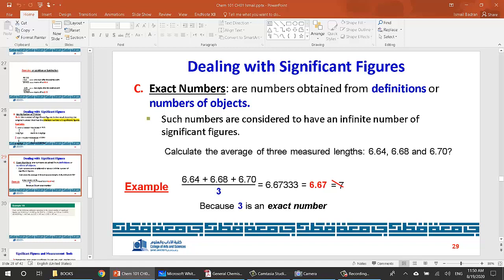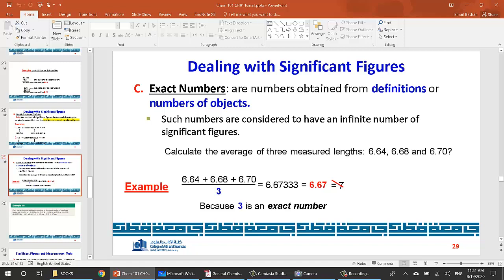An example here: calculate the average of 3 measured lengths, 6.64, 6.68, and 6.70. Although you might think this is division, when you add the numerators, these all have 2 decimal places, so the sum will have 2 decimal places, and then divide by 3. The answer will be 6.67, but you might ask yourself, I am dividing by 1 significant figure, then therefore the final answer should be 1 significant figure, which is 7.